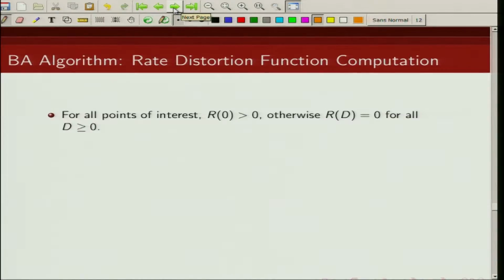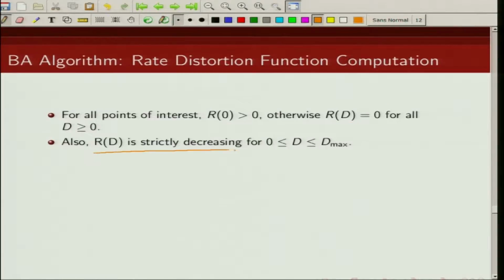So we know the rate distortion function looks like this. Typically something like this. You have rate on this axis and distortion on this axis, and this is the maximum distortion, d max. R of 0 is typically greater than or equal to 0, and R of d is 0 for d greater than d max. It is typically a strictly decreasing function, as we saw. Basically R of d typically is like this or something like that.